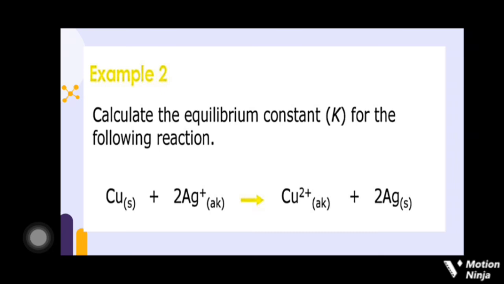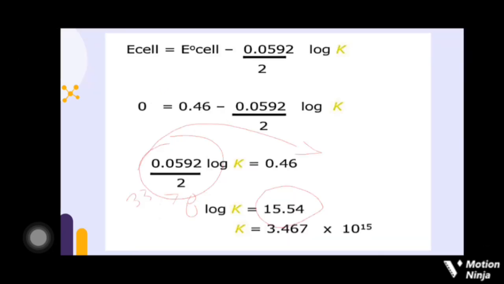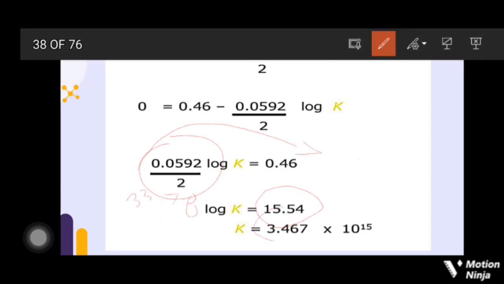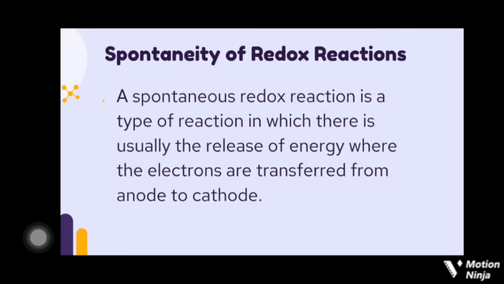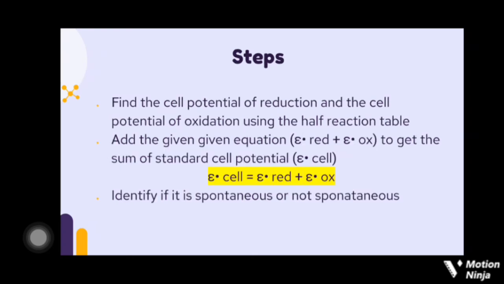Next, you will be getting the log of the constant, and then you will be getting the log of 15.54, and the answer will become 3.467 times 10 raised to the power of 15. So that is how you are going to calculate the equilibrium using the Nernst equation. I hope it's clear. Okay, let's proceed.